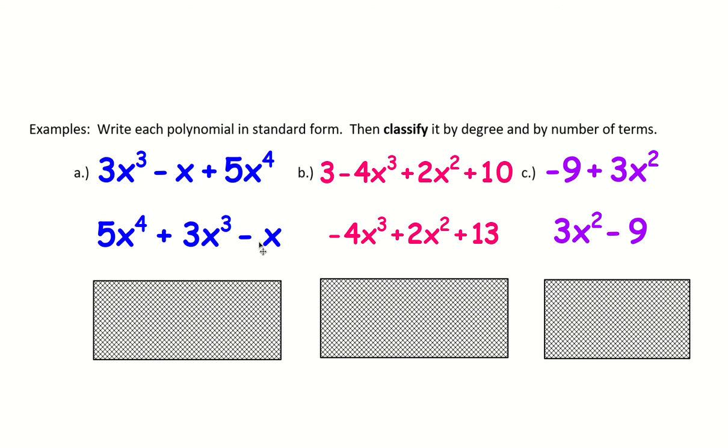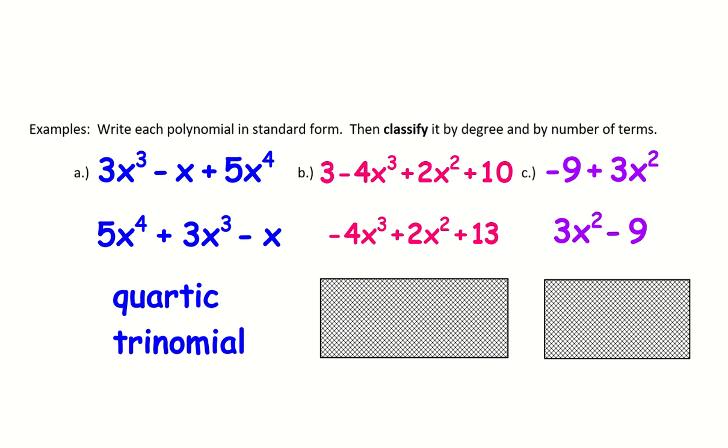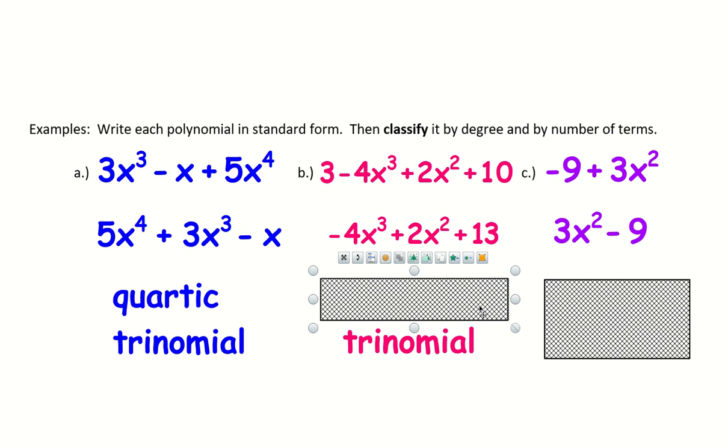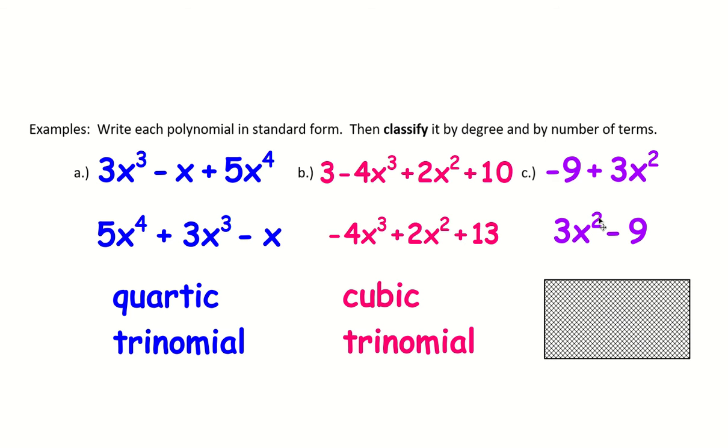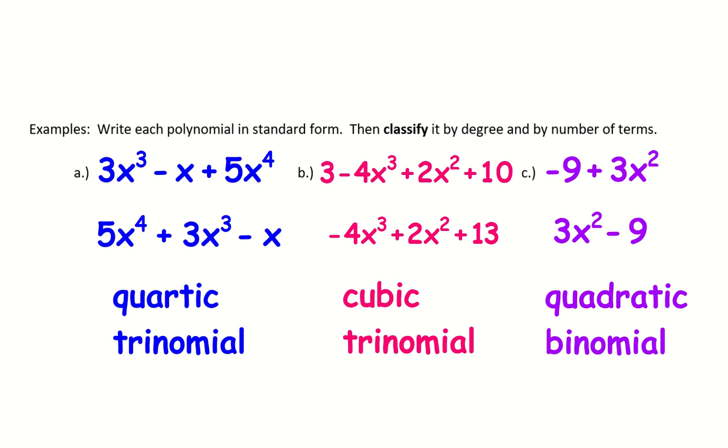So how would we describe this? How would we classify it? By the degree of 4 and how there are 3 terms. Remember those special words from this chart? We would say it's a quartic trinomial. This is by degree. This is by the number of terms. So once again, this one would also be a trinomial, but since the power is 3, we say cubic. And this one only has 2 terms, so it's a binomial, and the power of 2 means what? Quadratic.